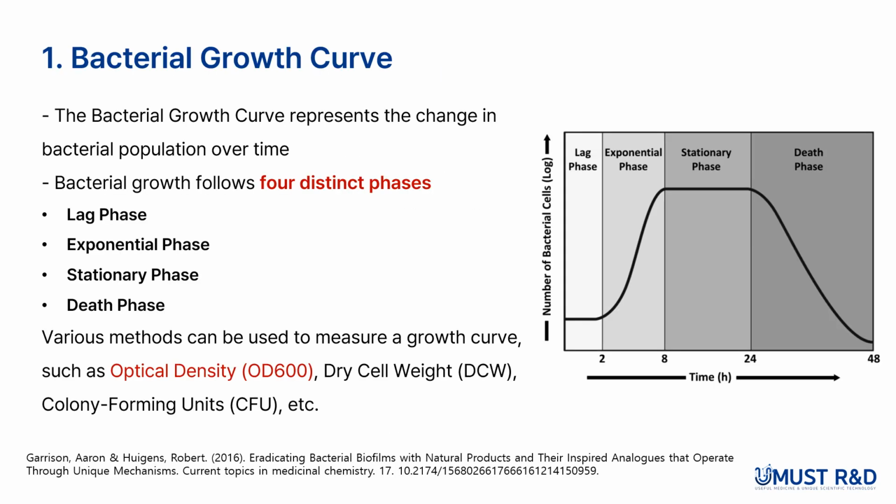Bacterial populations change over time in a controlled environment, following a predictable pattern known as the bacterial growth curve. This curve consists of four distinct phases: lag phase, exponential phase, stationary phase, and death phase. To measure bacterial growth, various methods can be used, such as optical density, dry cell weight, and colony forming units. Today, we will focus on OD600 as our primary measurement method.